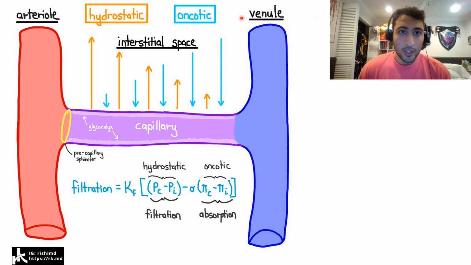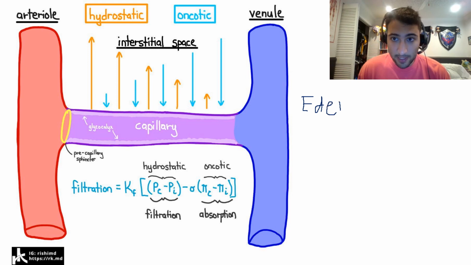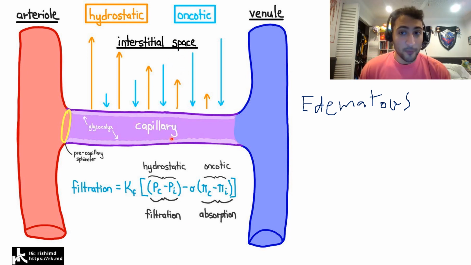Okay, so I want to talk about the edematous states. In the edematous states, fluid leaves the vessels and accumulates in the interstitial space. So when fluid leaves the vessels and accumulates in the interstitial space, we refer to that as an edematous state. And there's a couple of different conditions that can cause it, but I'm just going to focus on three.